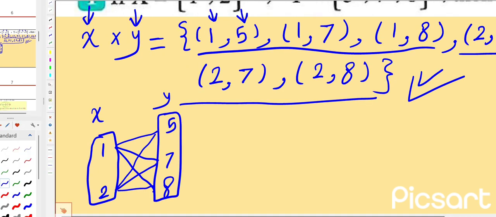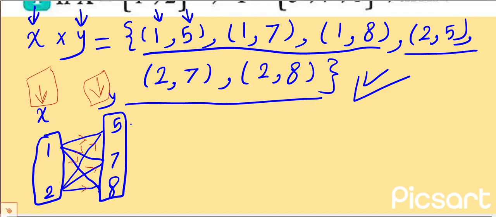Excellent. And then the directions. Don't forget to write the directions, just to clarify that the first set is X. It's also clarified because here is the X and here the Y, but just write the directions. Both are correct. Yes, this is called the arrow diagram.